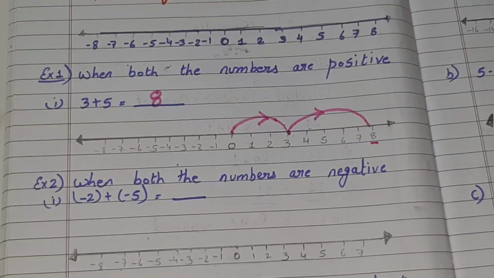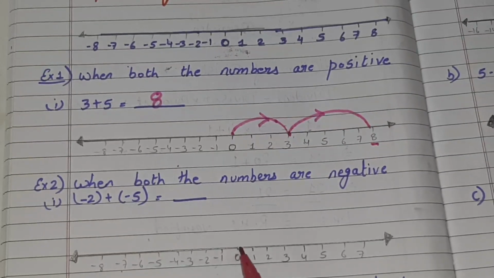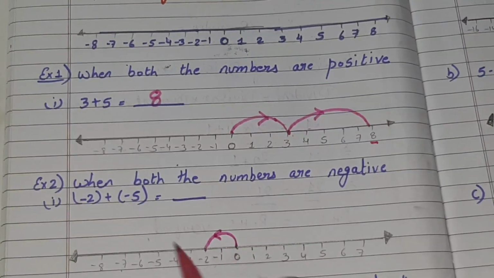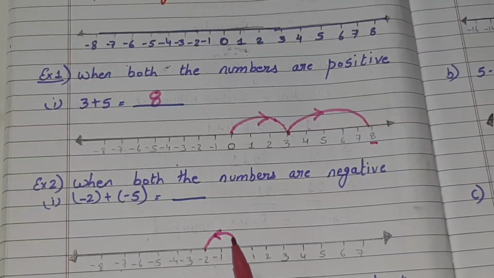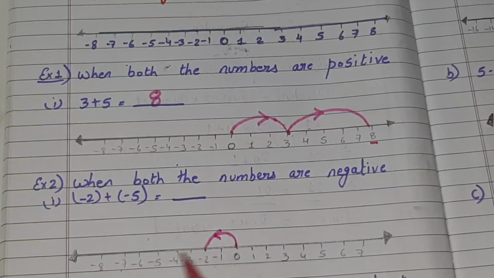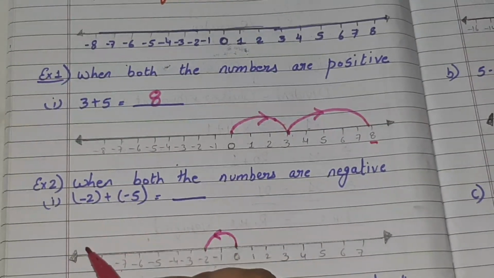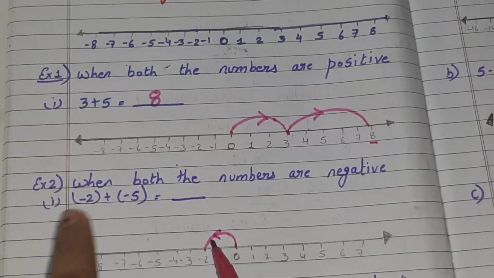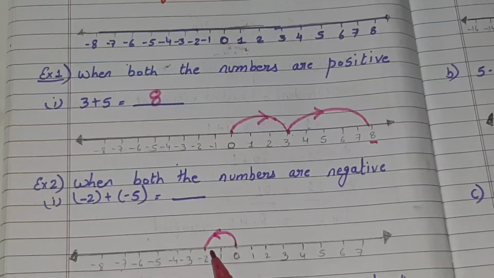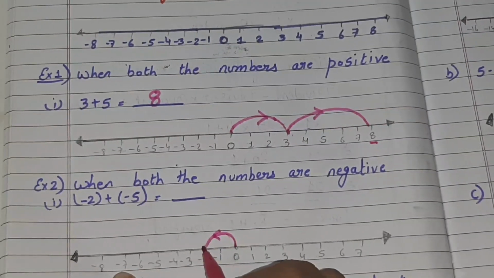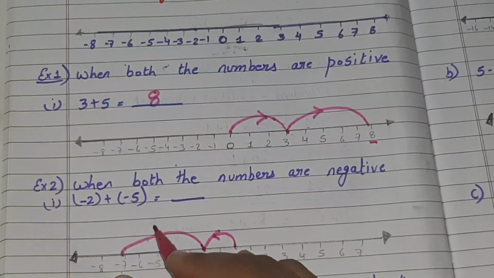First we move 2 places in the negative direction, 0 to 2, on the minus side. Then from that point we move 5 places towards the left. Why towards the left? Because we have to add, so we keep moving forward in the same direction. We count 1, 2, 3, 4 and 5, and it will go to 7.